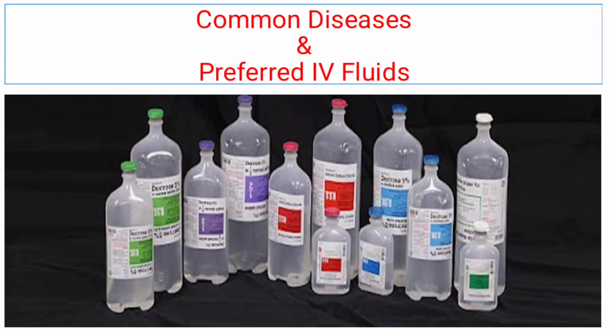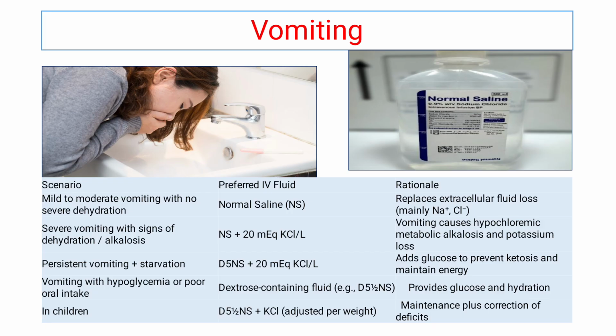In this video, I will talk about the preferred IV fluids in some common diseases. If the patient presents to us with vomiting, if he has mild to moderate vomiting with no severe dehydration, the preferred IV fluid is normal saline as it replaces the extracellular fluid loss, mainly sodium and chloride.